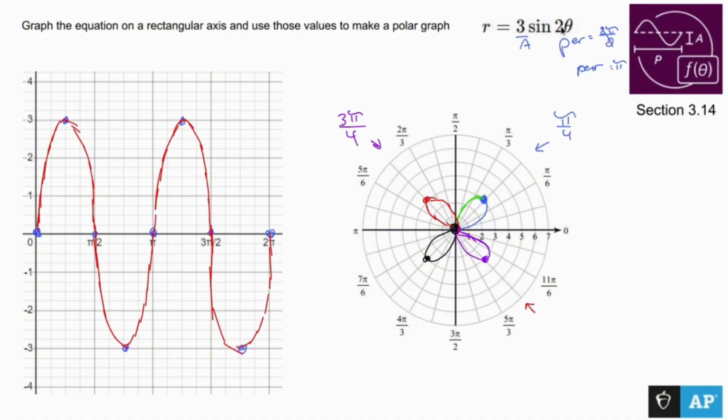But since this is a 2 theta, that gives us 4 petals. Since it's a sine, rather than the petals being on the axis, they're going to be on the diagonals. And that 3 tells you how far out your petals go. All right? So there's more videos of these, more videos that I have. But that is a standard rose polar graph. Awesome.